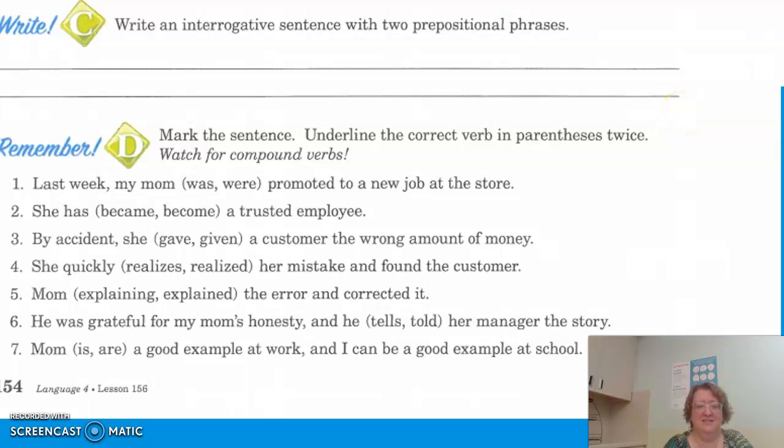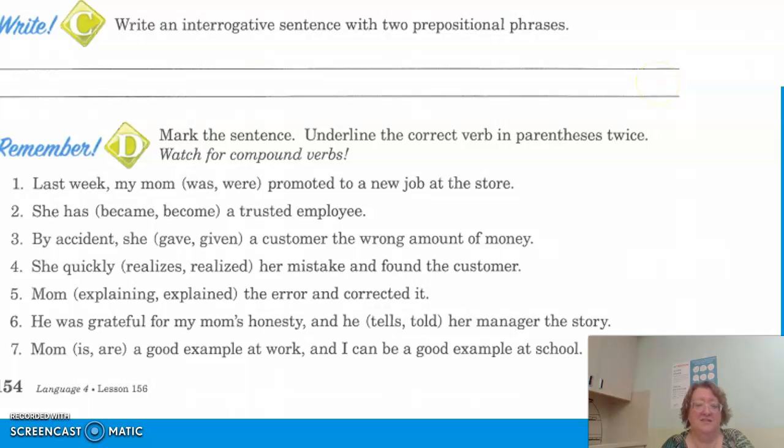All right, the last section is section D. Mark the sentence. Underline the correct verb in parentheses twice. Watch for compound verbs. I'm going to have Mrs. Osborne call one student at a time to come to the board and choose their answer, and then review those answers together as a class.